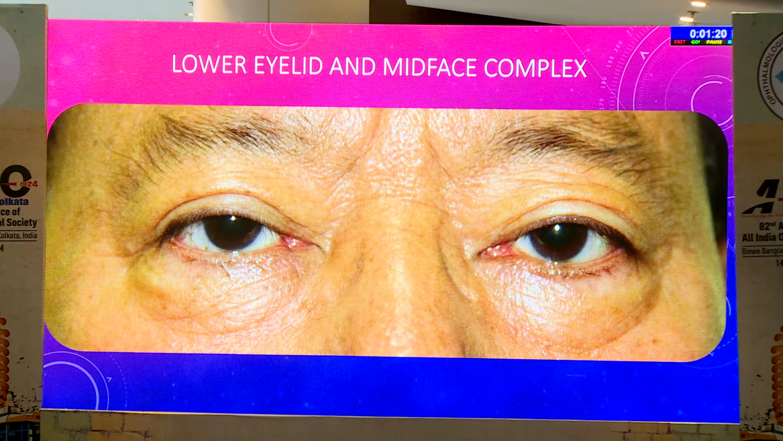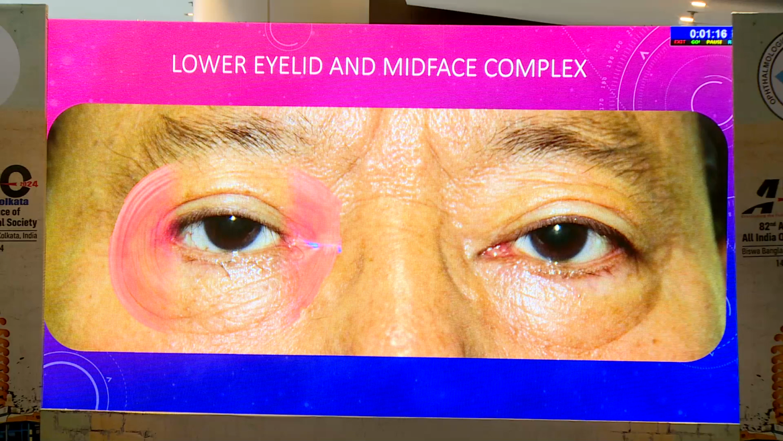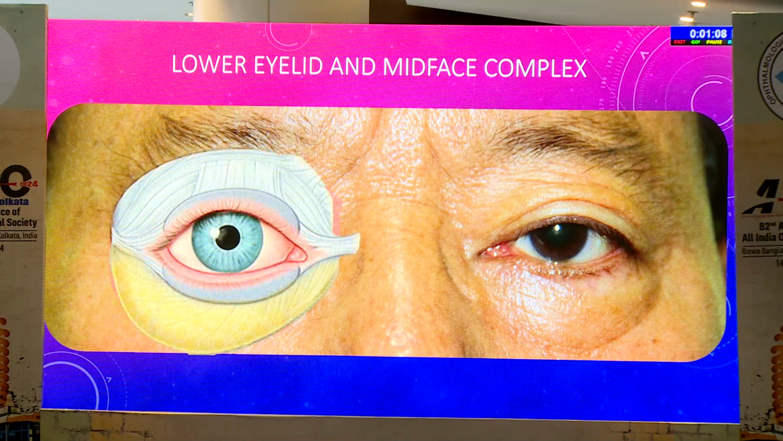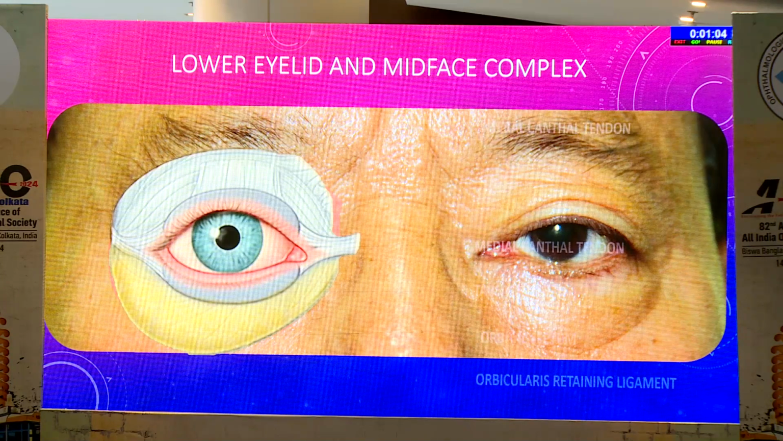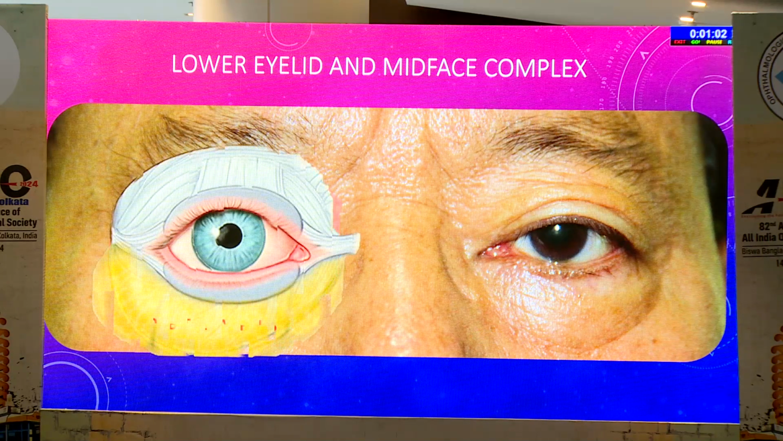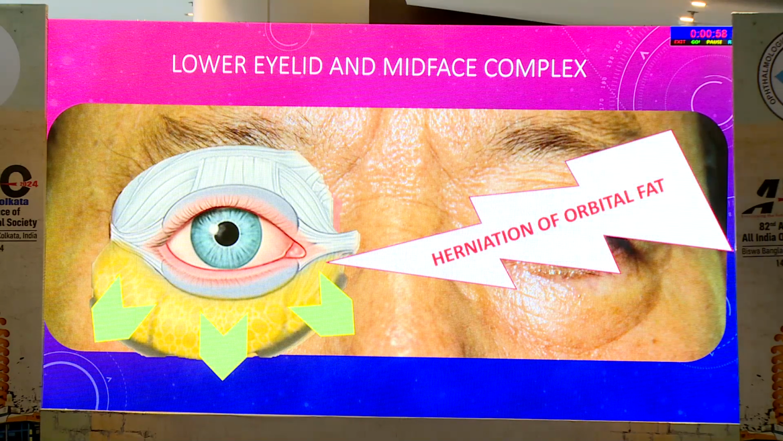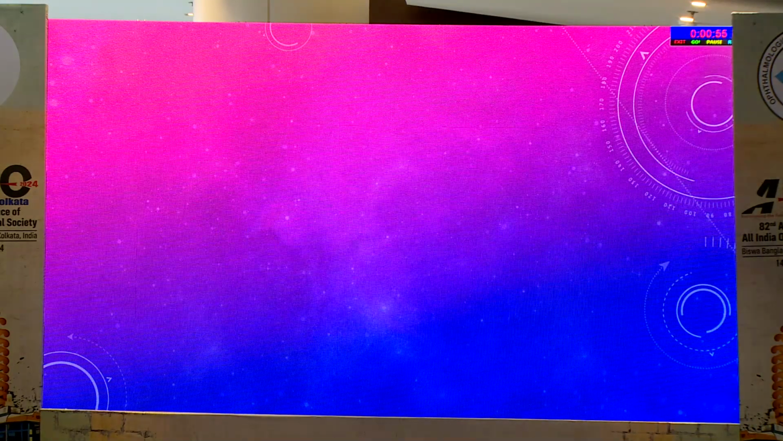Lower eyelid complex and midface. So essentially there are three components that take place. There is orbicularis atrophy, there is weakening or laxity of the supporting ligaments, and there is weakening of the lower orbital septum that causes the orbital fat pads to prolapse. As you can see, the herniation of the orbital fat pad.